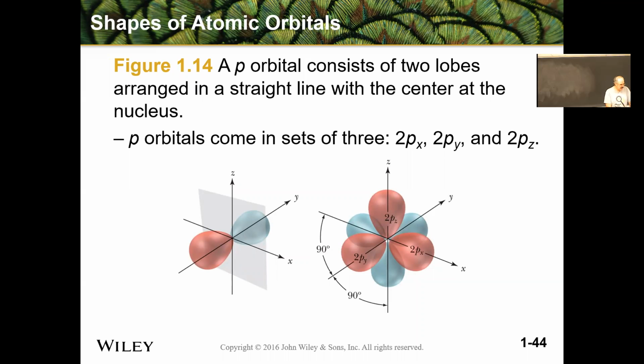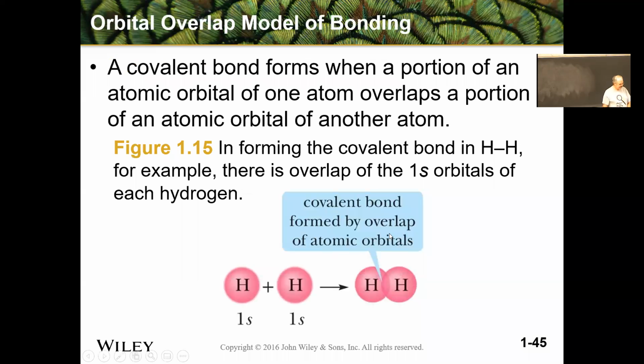P orbitals have a dumbbell or figure 8 shape. There's 3 p orbitals, and if we align them along the XYZ coordinate axes, they are 90 degrees apart from each other. When 2 hydrogen 1s atomic orbitals overlap, they form a bond, and we have the hydrogen molecule.